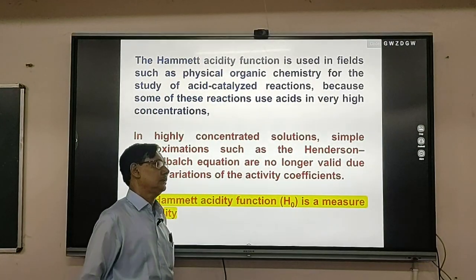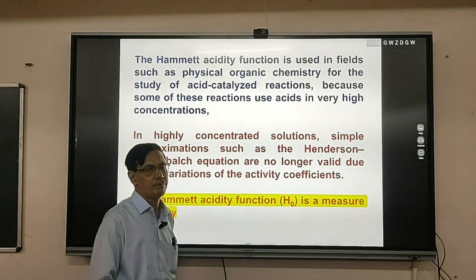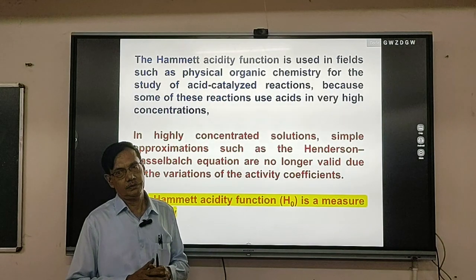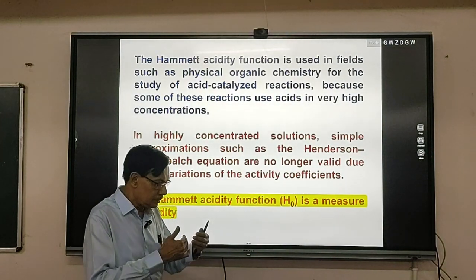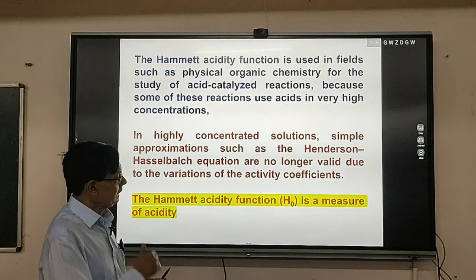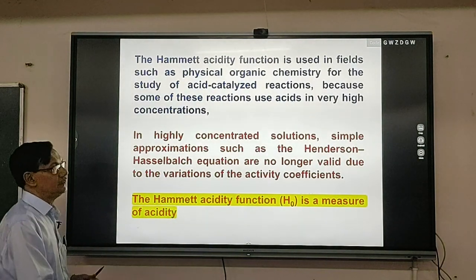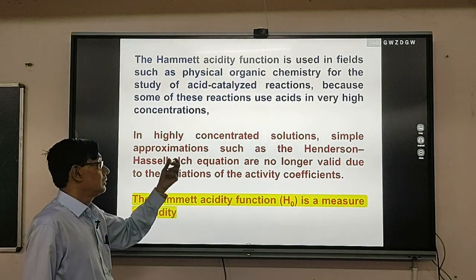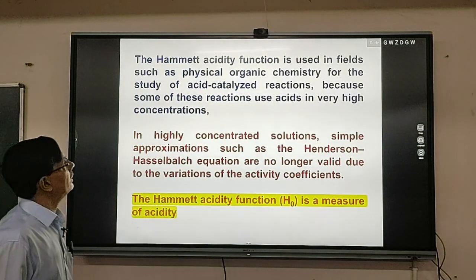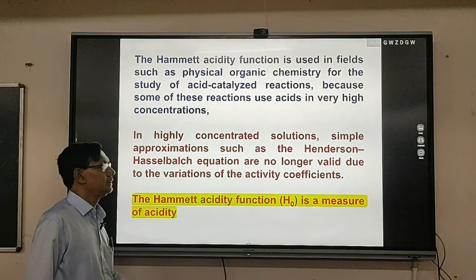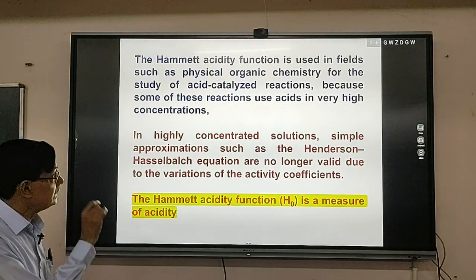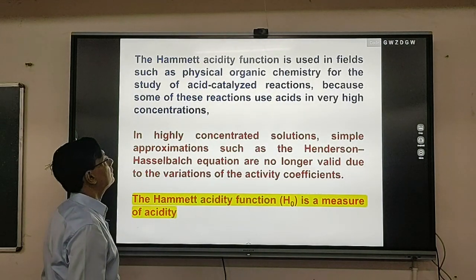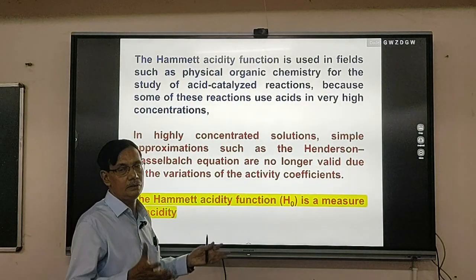You all know, as I have already given you some hints, that if the solution is very dilute, then whatever the concentration, there is no problem about the activity coefficient, because the activity coefficient remains 1. So it is a simple translation. But when we increase the concentration of this acid, a non-dilute or strong acid, then of course, in your old equation, the Henderson-Hasselbalch equation, the activity coefficient concept must be considered. I will come to that point. So the Hammett acidity function is a measure of acidity. It is a scale, and one of the most important applications of the acidity function is to figure out acid-catalyzed reactions.